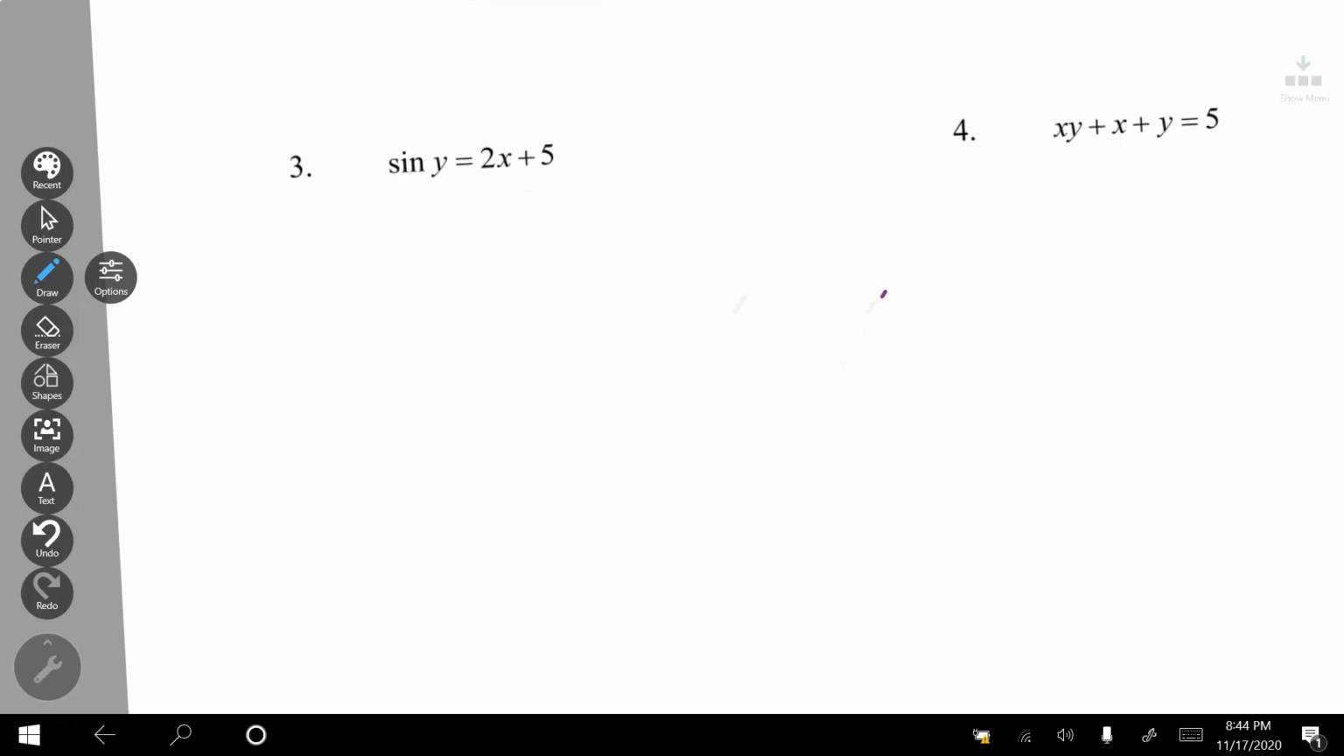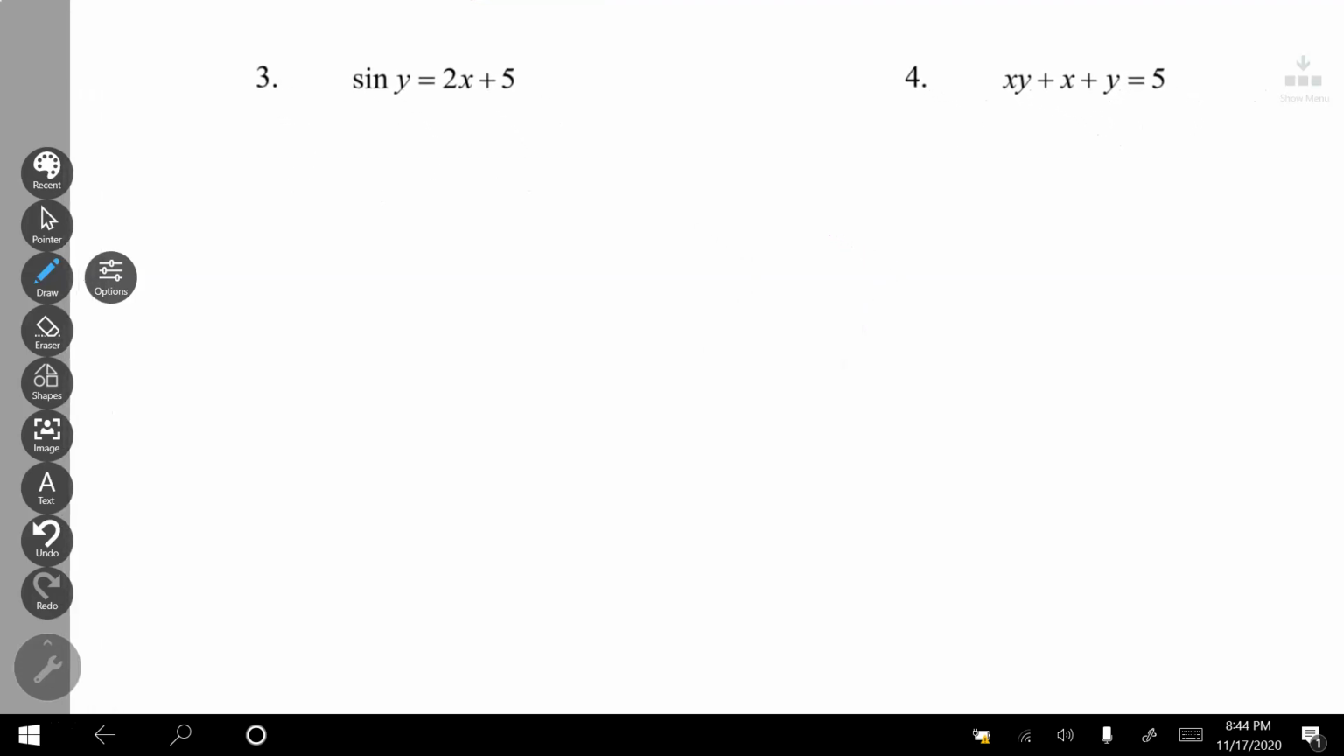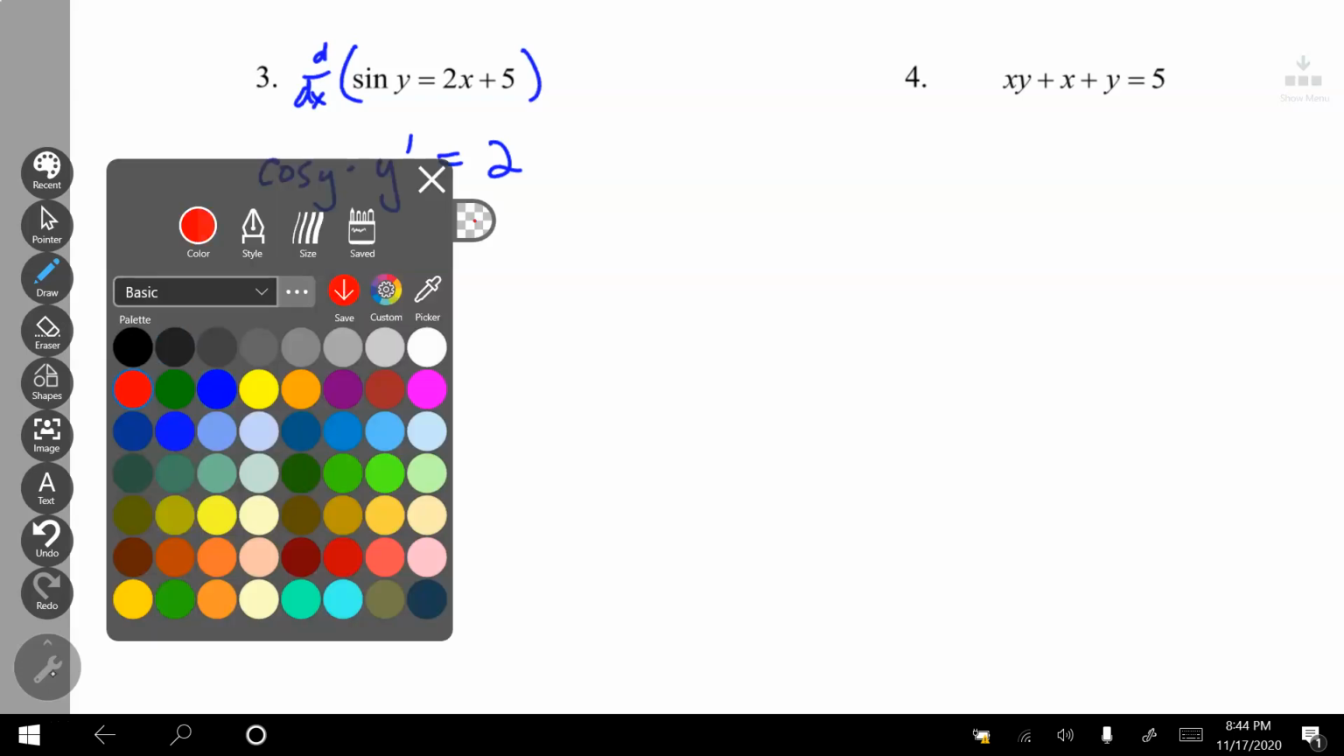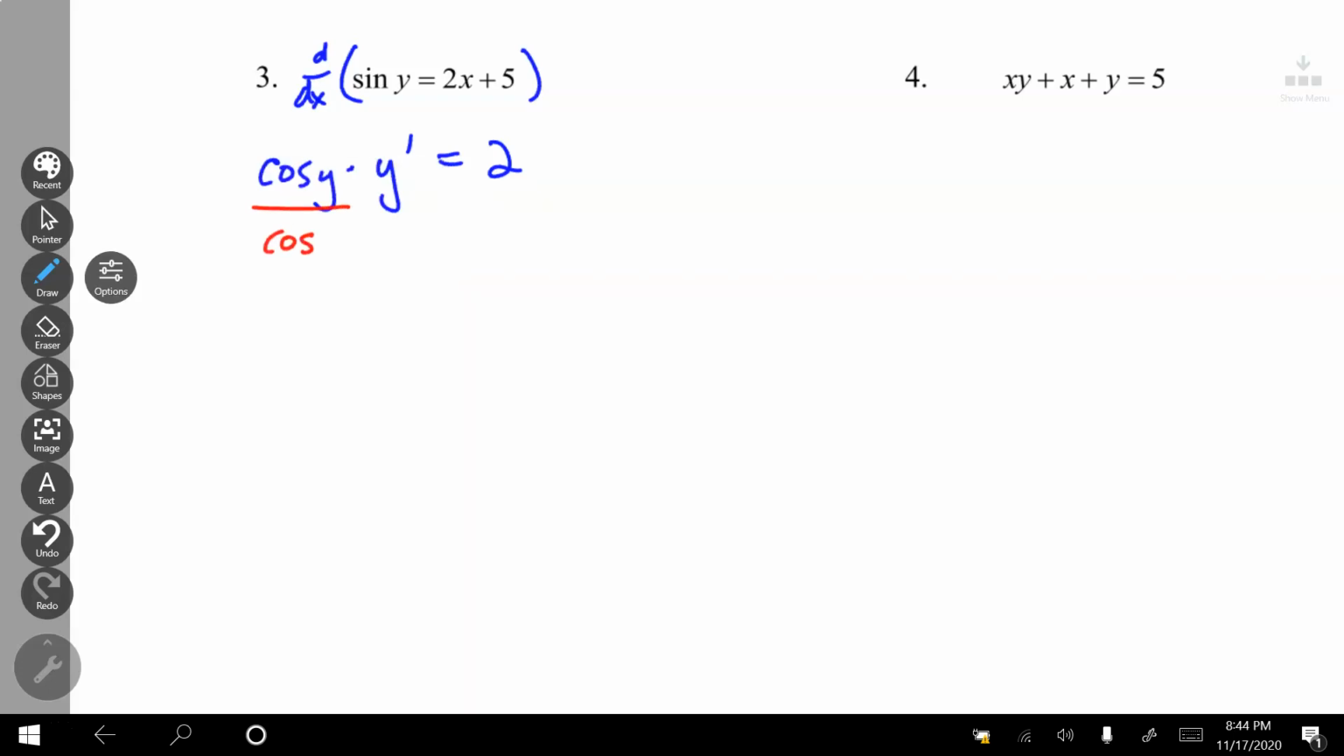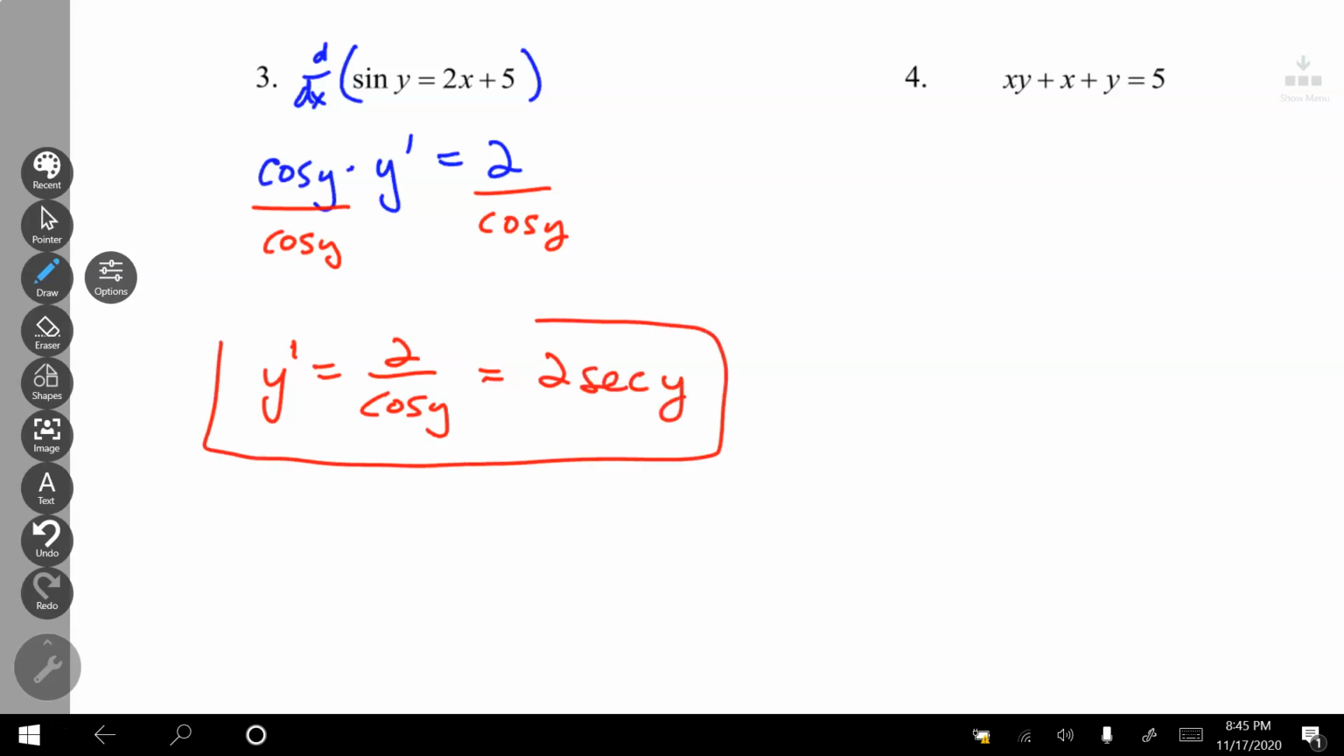Next couple of examples. Again, I have y's all over the place. I'm going to take the d dx of this. Derivative of sine is cosine y times, oh yeah, there has to be an extra y prime with it, is equal to, let's see, derivative of 2x is just 2, and there's no extra thing. I could divide by cosine y, divide by cosine y. So I get y prime is equal to 2 over cosine y, which is really just 2 secant of y. But you can leave it as 2 over cosine of y. I don't care. They're the same thing to me.